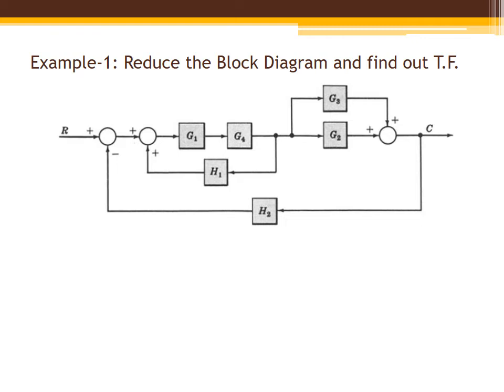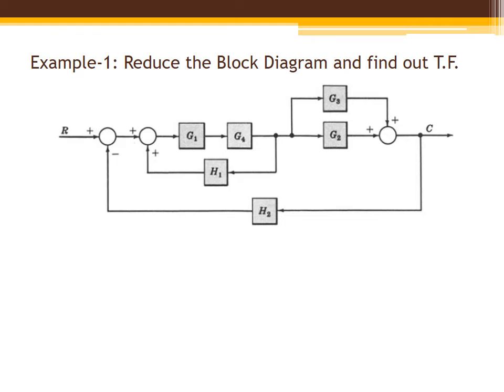All the rules are used for simplification to calculate the transfer function. As far as possible, try to shift takeoff points towards the right and summing points to the left. For solving this block diagram, we start with the first rule.